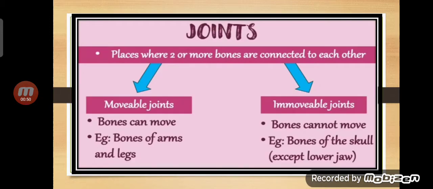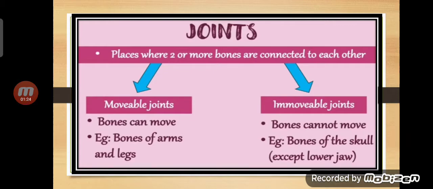So, first one is joints. What are joints? Joints are the places where two or more than two bones are connected to each other. Joints are of two types. First one is movable joint and the second one is immovable joint. Bones which can move are known as movable joints. On the other hand, children, bones which cannot move are immovable joints.